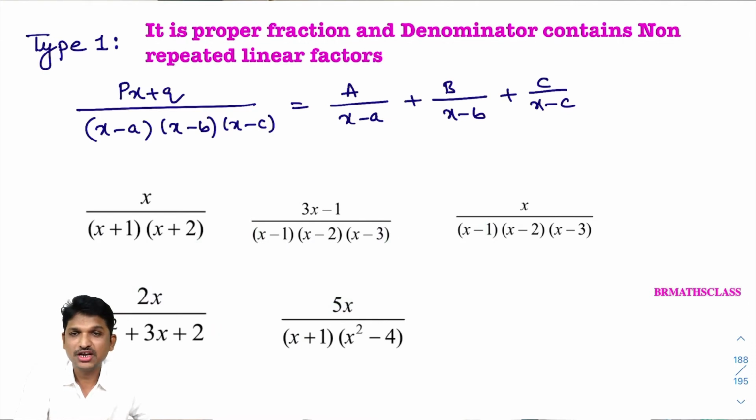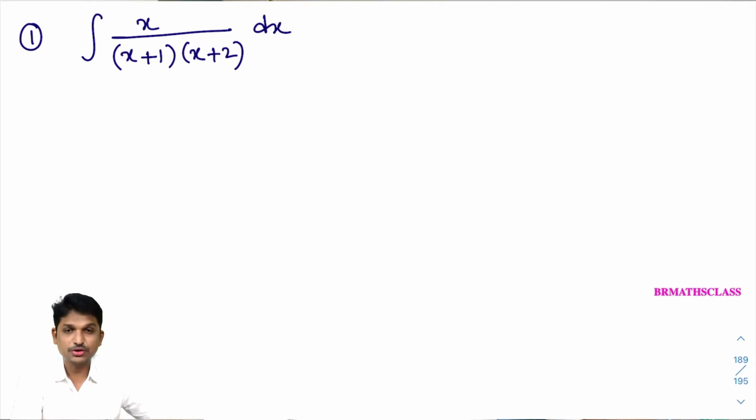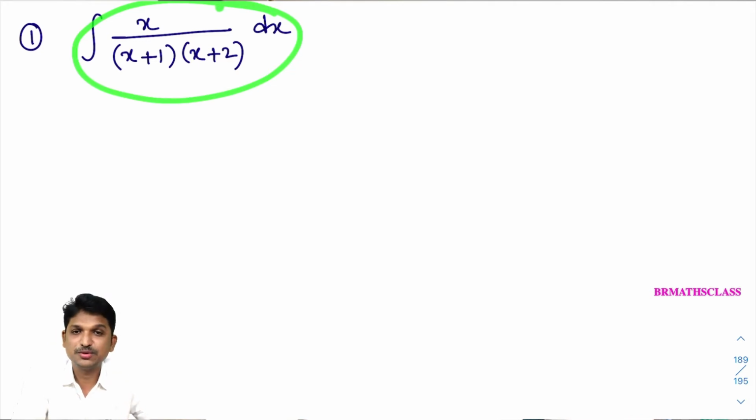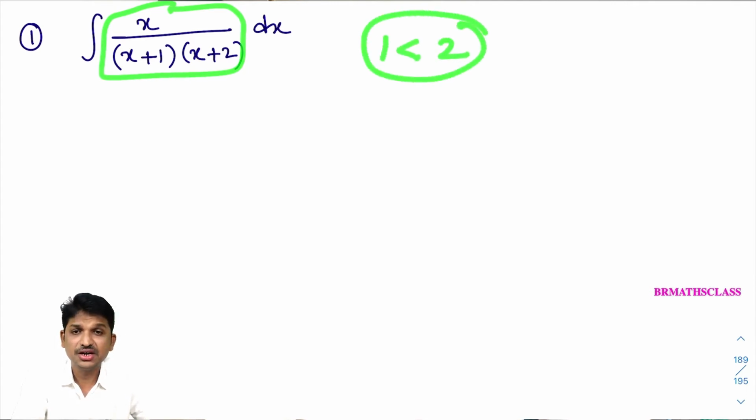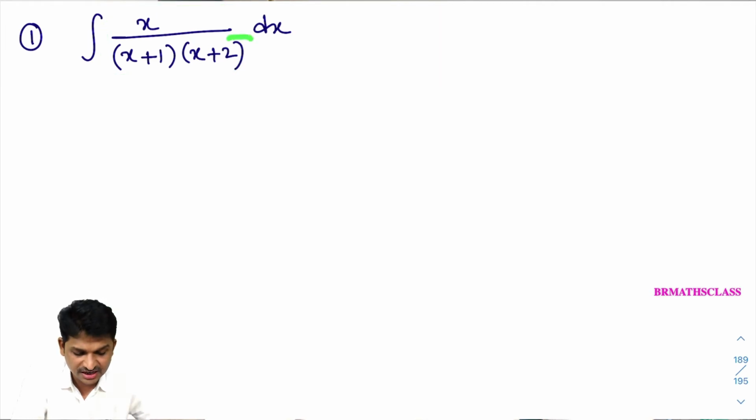Actually, a total of 4 types are there. The first type is actually very easy. Let's see the solution for the first question. You observe this question, integral of x divided by (x plus 1) into (x plus 2) dx. First point is it is a proper rational function. Degree of numerator is 1, degree of denominator is 2. Yes, it is a proper rational function, and the denominator contains non-repeated linear factors.